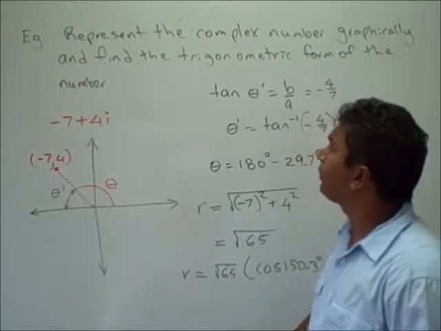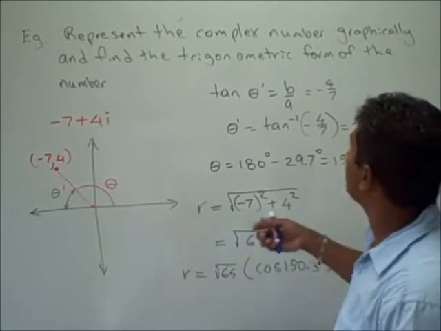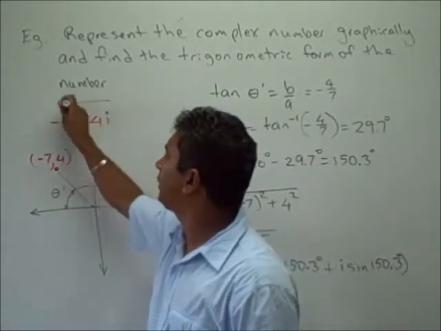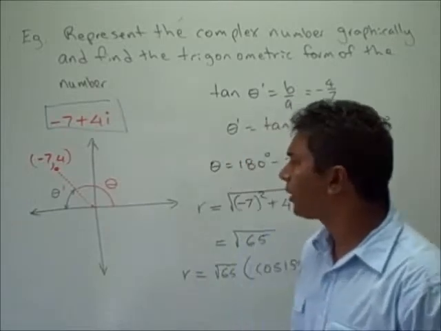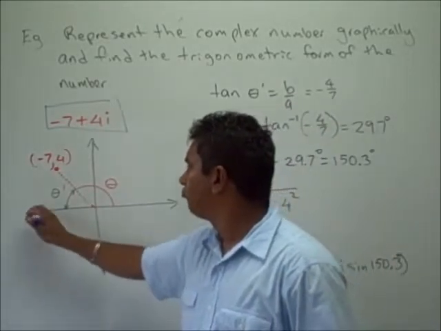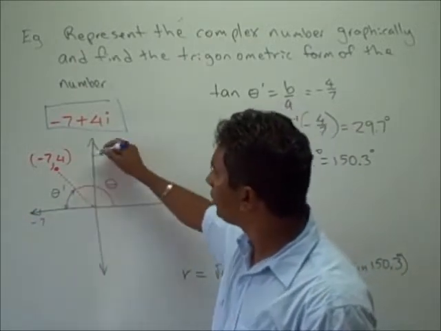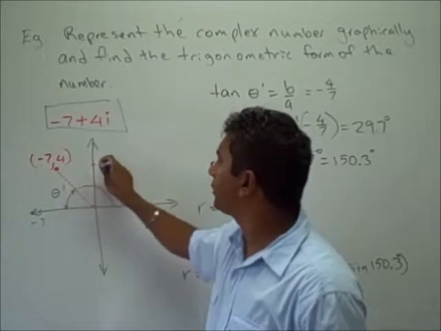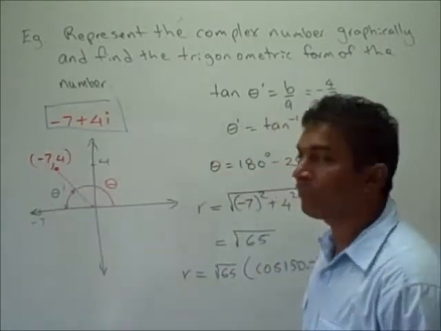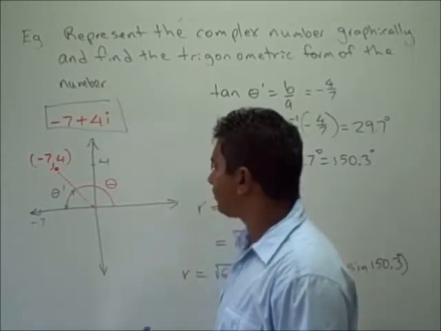In this example, we're going to graph a complex number and write it in its trigonometric form. Here we're given the complex number -7 plus 4i. So graphing this, we have -7 on our real axis, and we have 4 on our imaginary axis. So here's the point (-7, 4) for our complex number. So we have graphed the complex number -7 plus 4i.